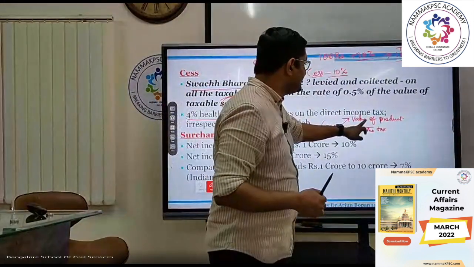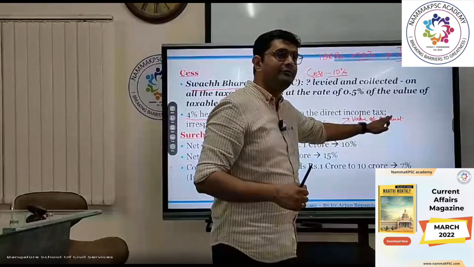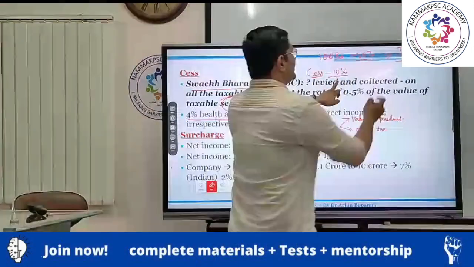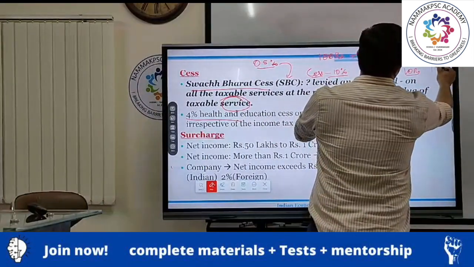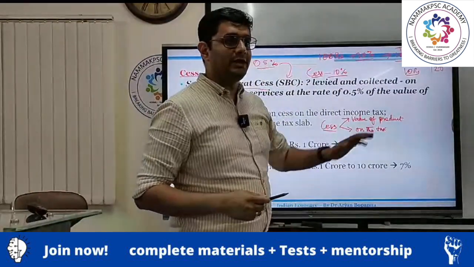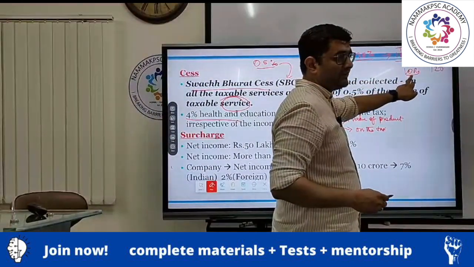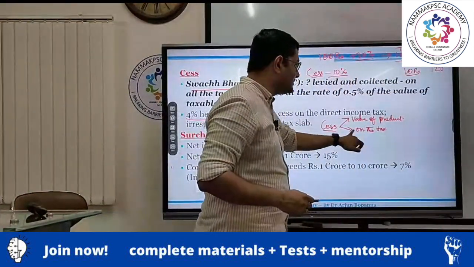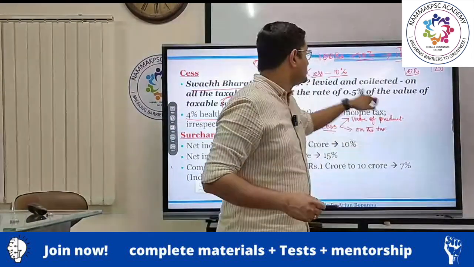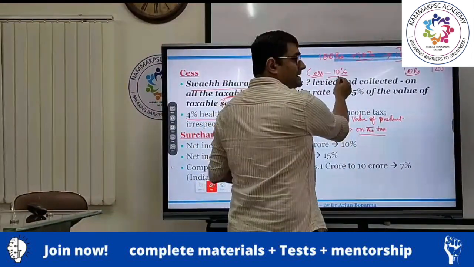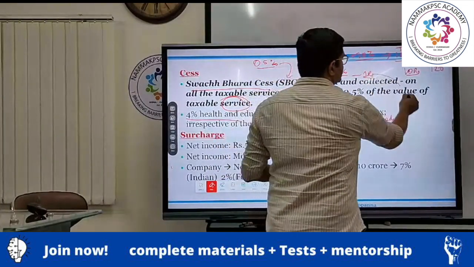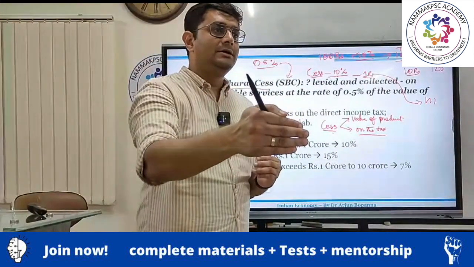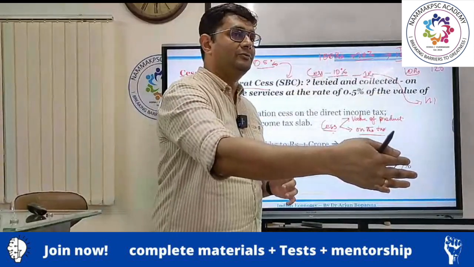So cess can be on the value of the product. If it is on the value of the product, how much is it? 10 rupees. So how much is it now? 120 rupees. Totally 10 rupees tax, 10 rupees cess, 100 rupees value, totally 120 rupees. Or cess can be on the tax. So if it is on the tax, 10% means 1 rupee. So how much is it now? 110. Did you understand? So it can be tax on tax, or it can be tax on value.